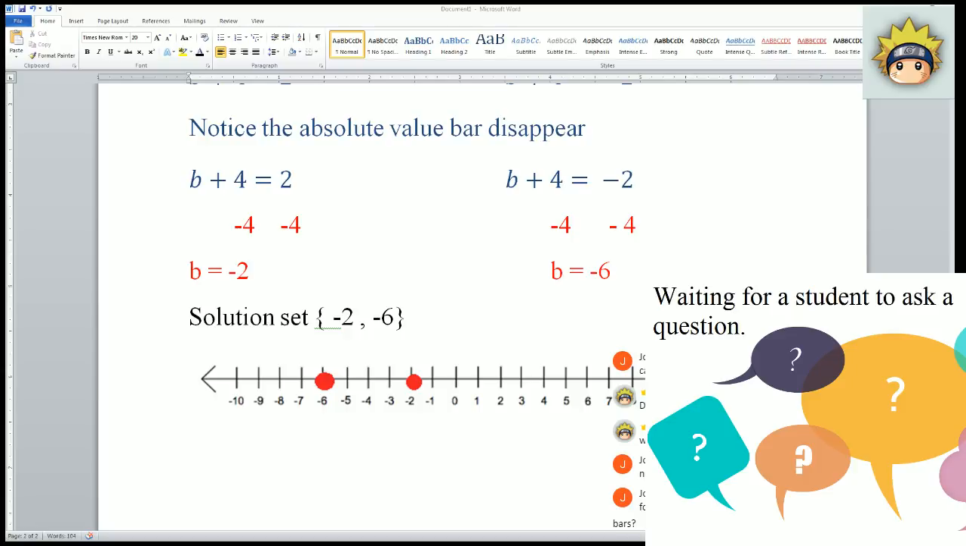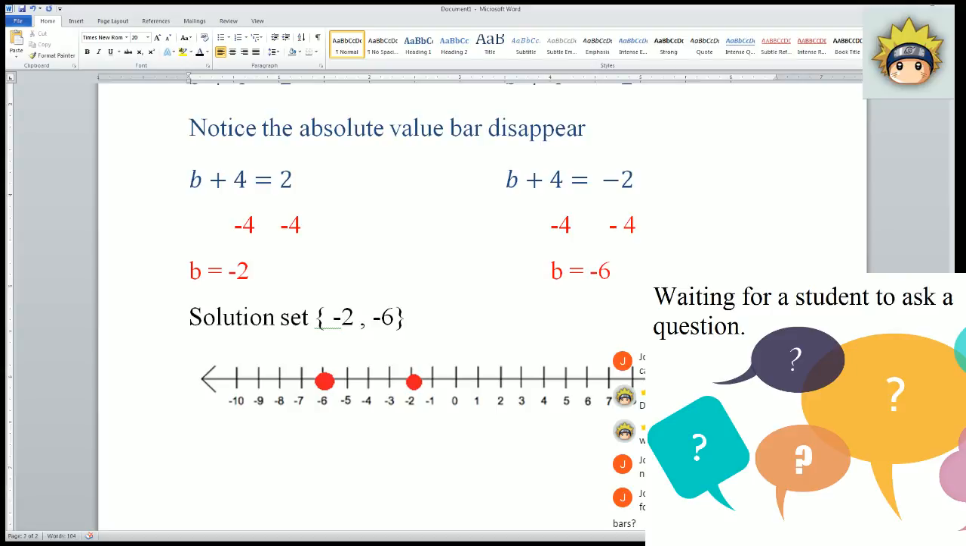If there are any other questions that you would like to ask, please let me know. Please drop it in the question for number 34. How do we solve if the negative is in the absolute value bar? Alright, that's a good question.